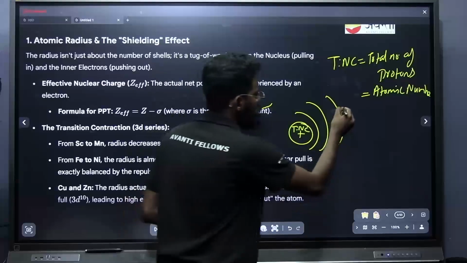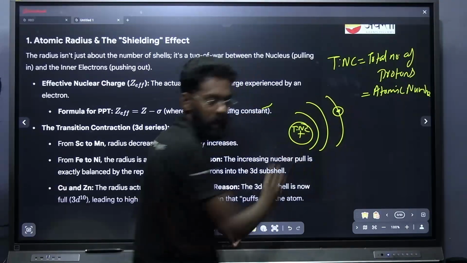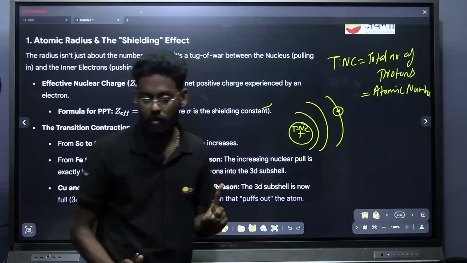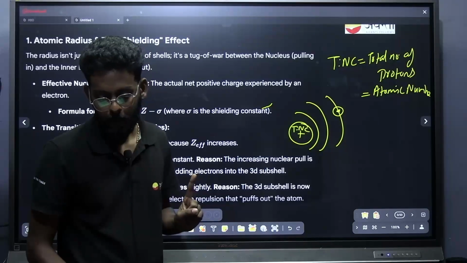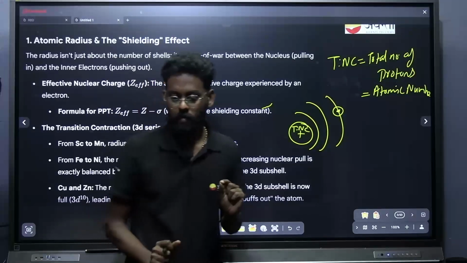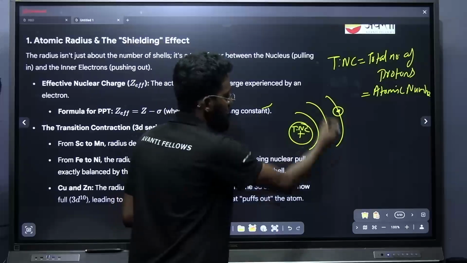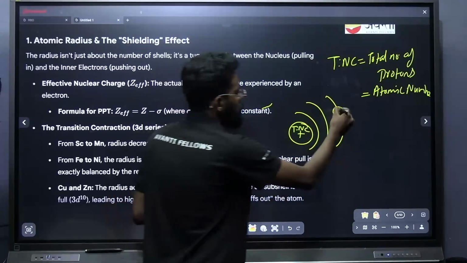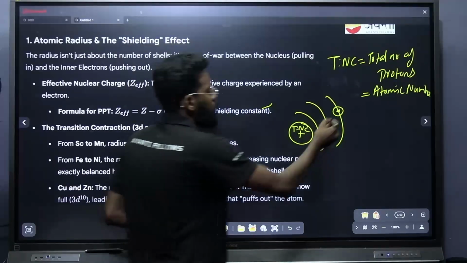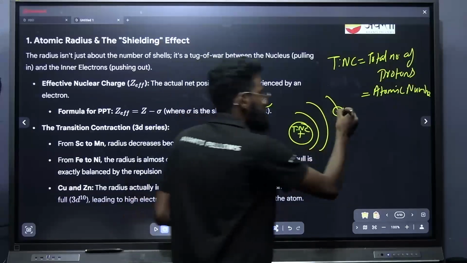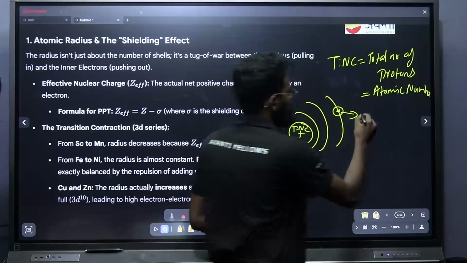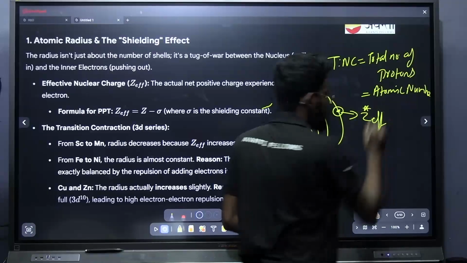But my question is, does the outer shell electron experience the complete nuclear charge? No, right? Why? Because of the presence of the inner shell electrons, the outer shell electron is not able to get the complete nuclear charge. Yes, thank you Surabhi, that is correct. The charge experienced by the outer shell electron is what we call Z effective, or effective nuclear charge.